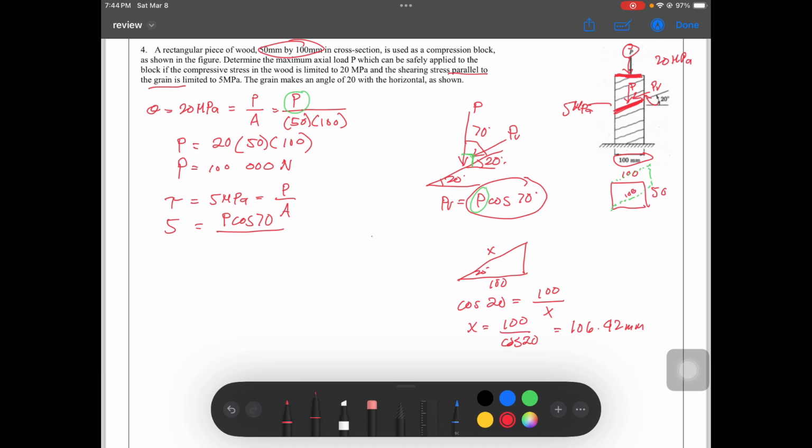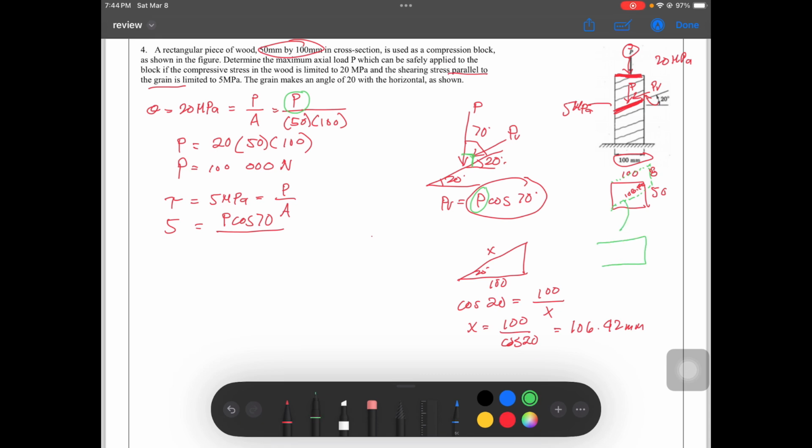So, nandito yan, 106.42. So, our 50 dito, yung side na to is still 50. Hindi siya nagbago. Hindi naman siya na-slice. So, 50 pa din siya. So, ano na ang ating shearing area? It is 100.